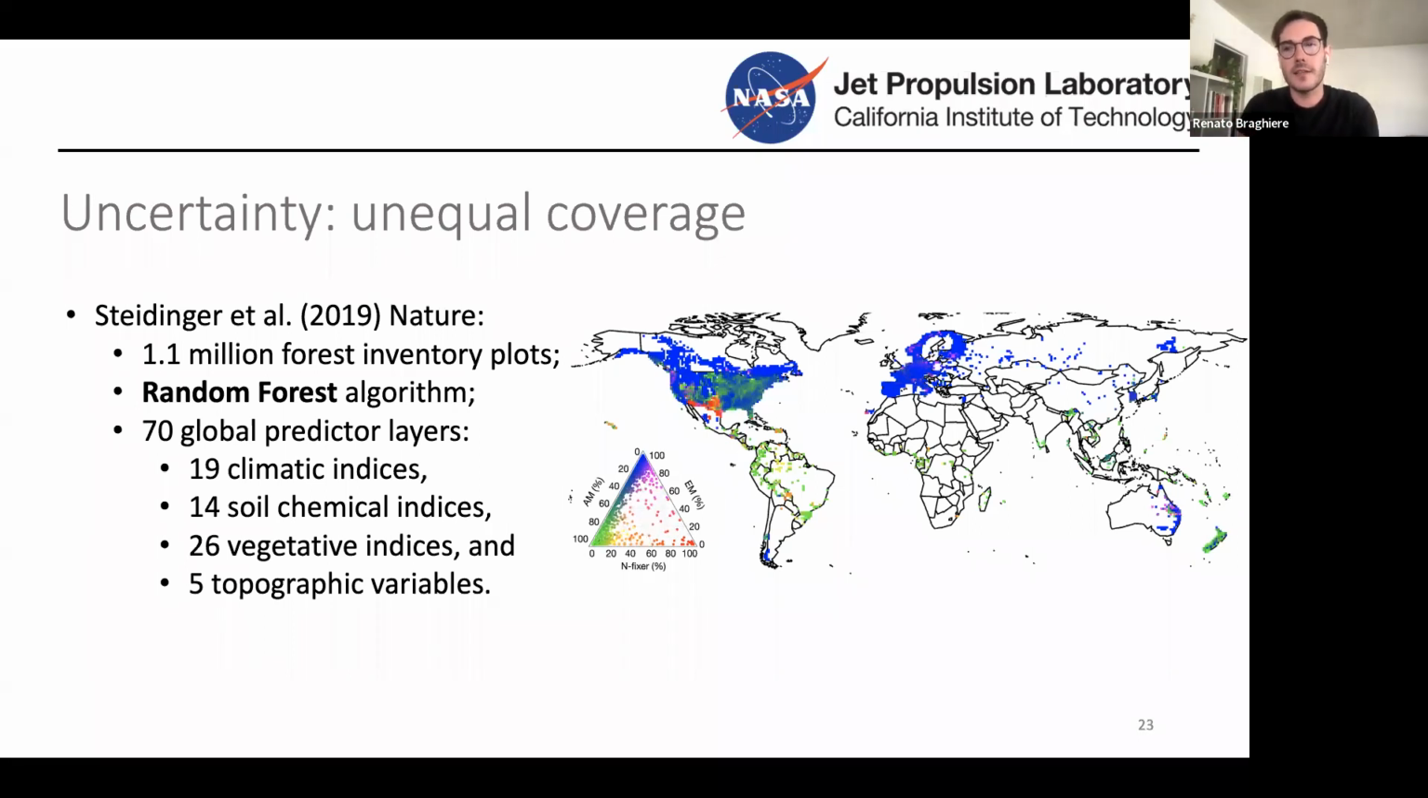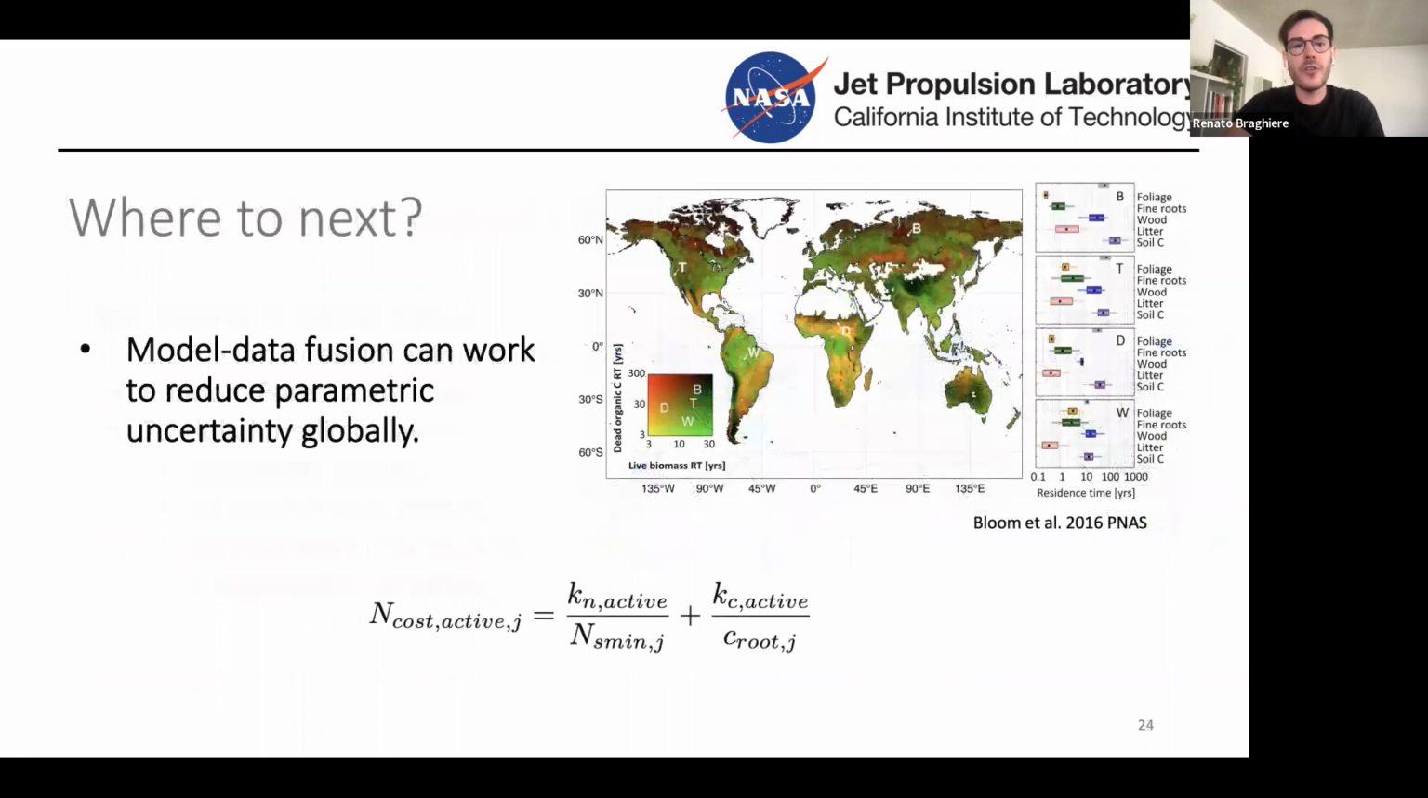This is the example of mycorrhizae, but we can think about lots of science questions that have the same problem, right? Science is done where the money is, where we invest in science. So of course we have a lack of observables elsewhere in the world. And so how can we solve that?